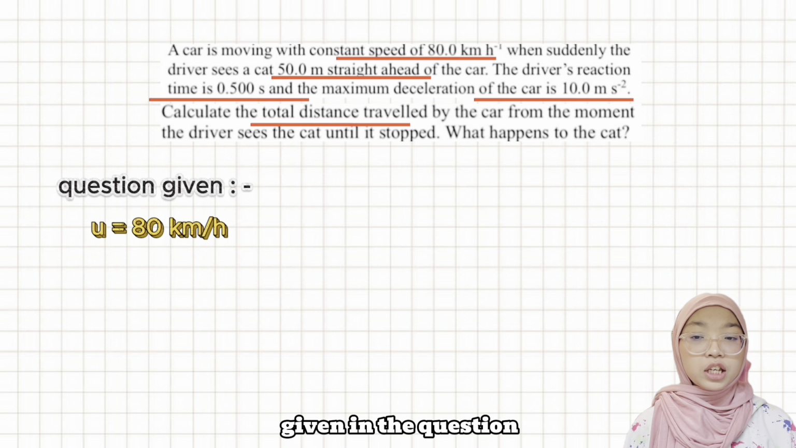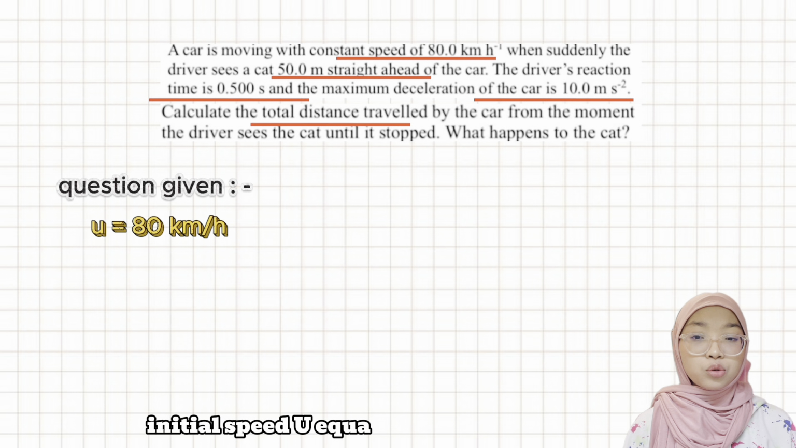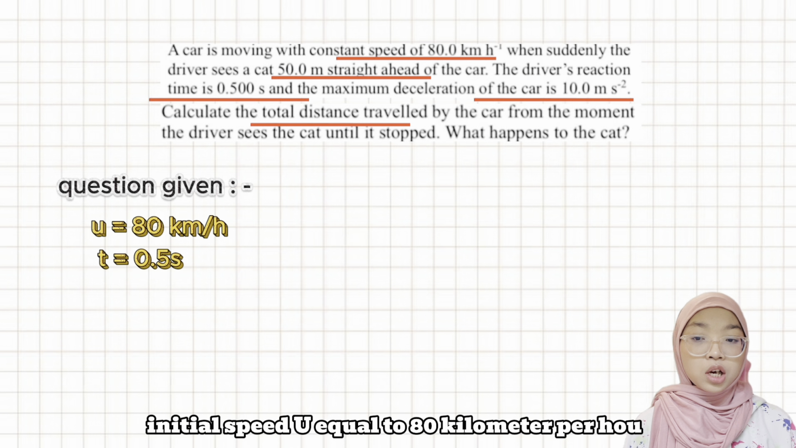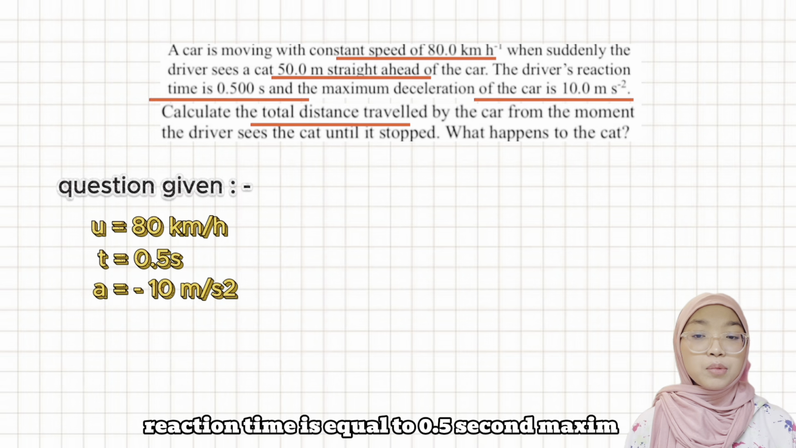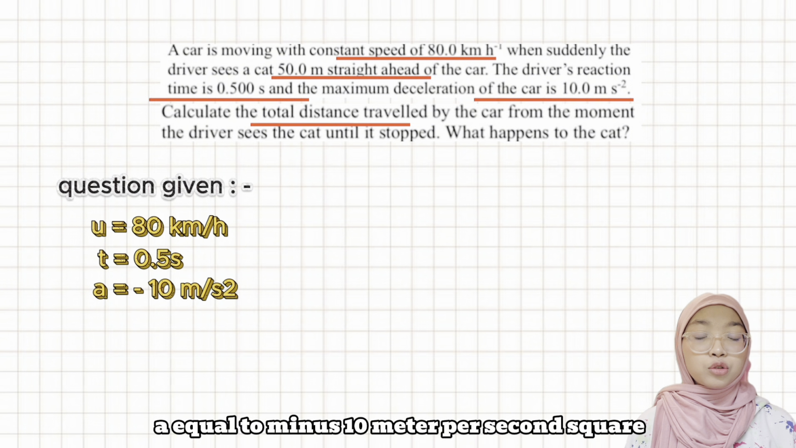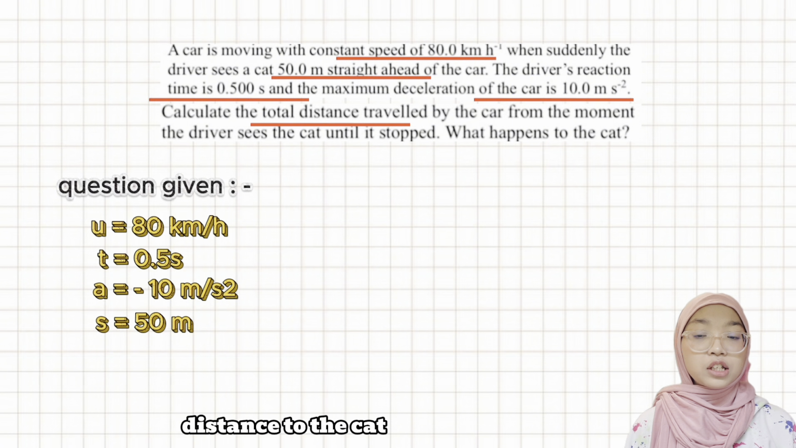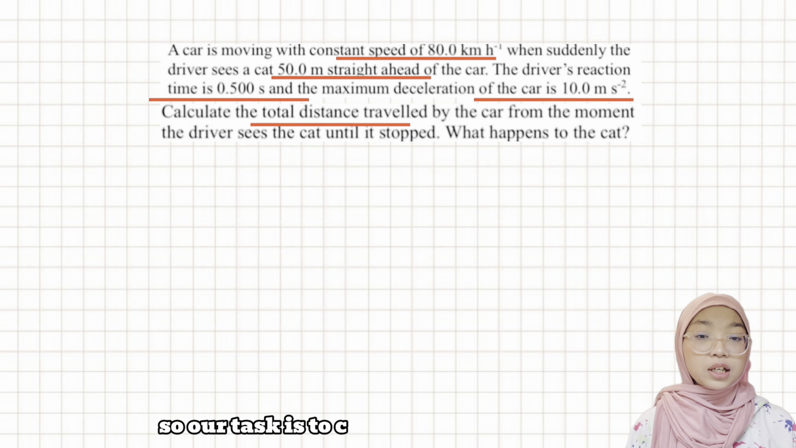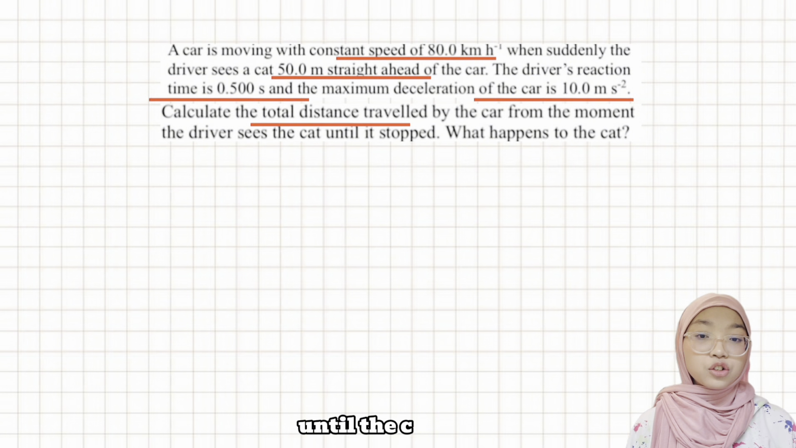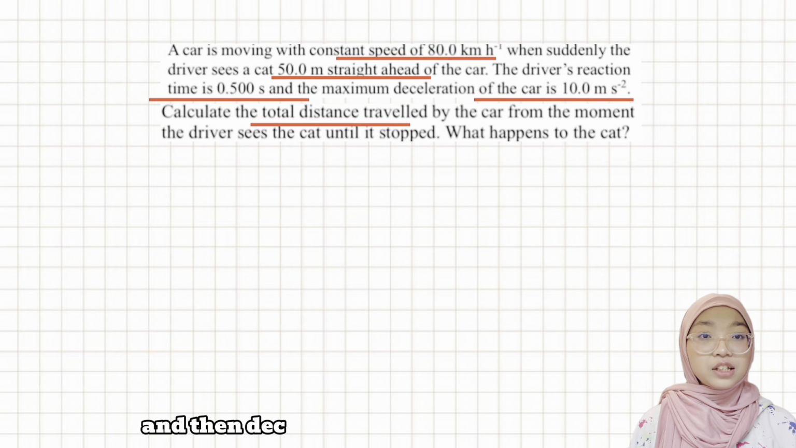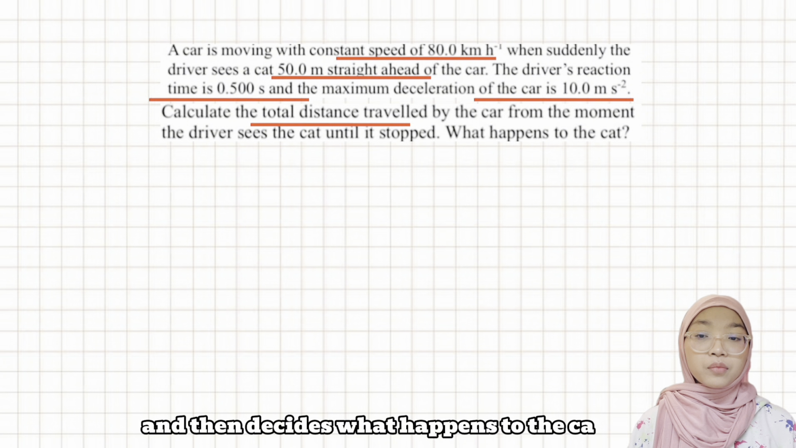Given in the question: initial speed u = 80 km per hour, reaction time = 0.5 seconds, maximum deceleration a = -10 meters per second squared, distance to the cat = 50 meters. So, our task is to calculate the total distance traveled by the car from the moment the driver sees the cat until the car stops, and then decide what happens to the cat.